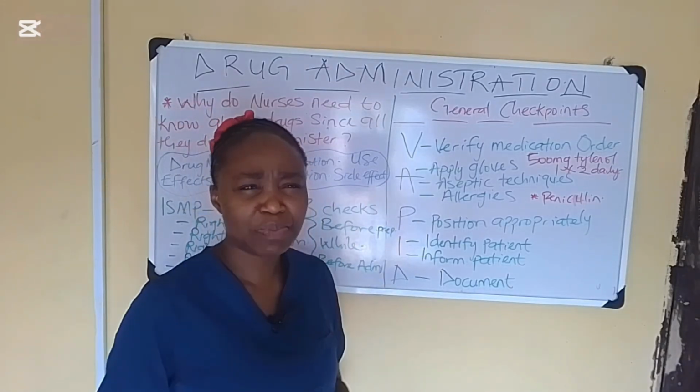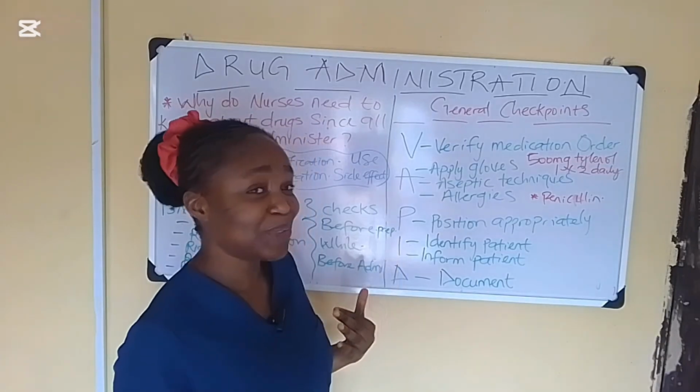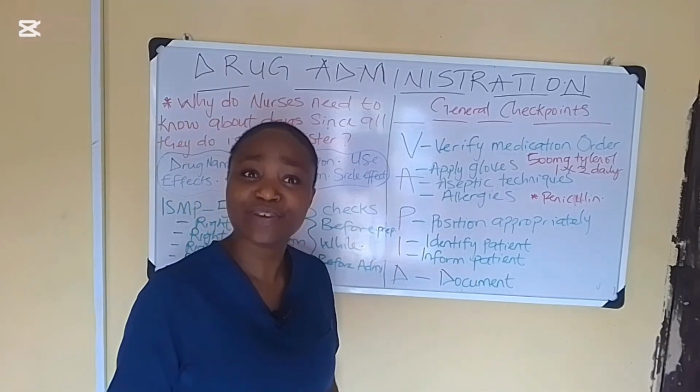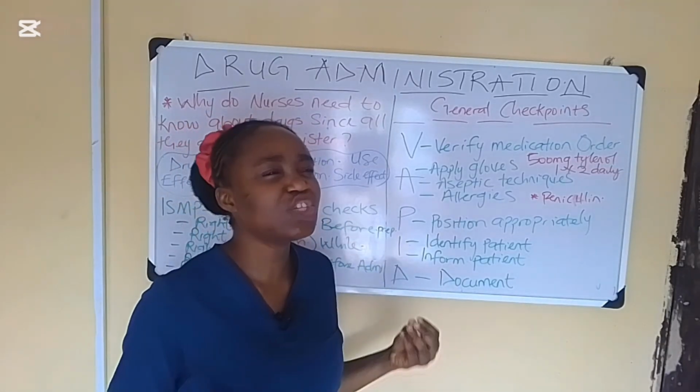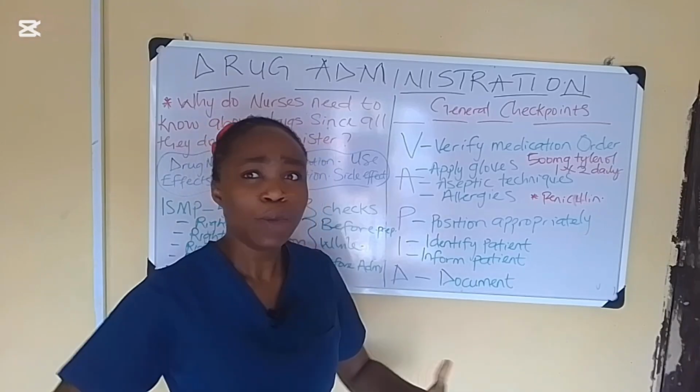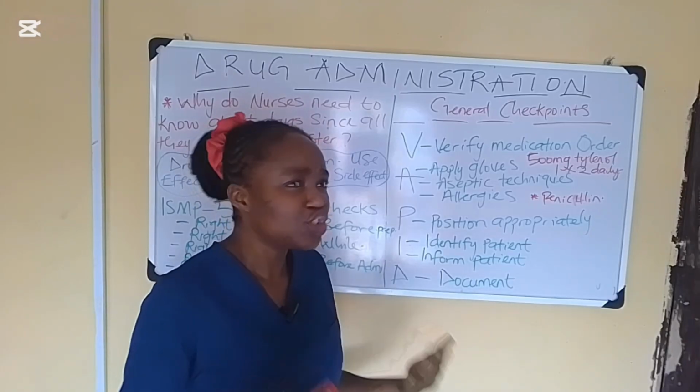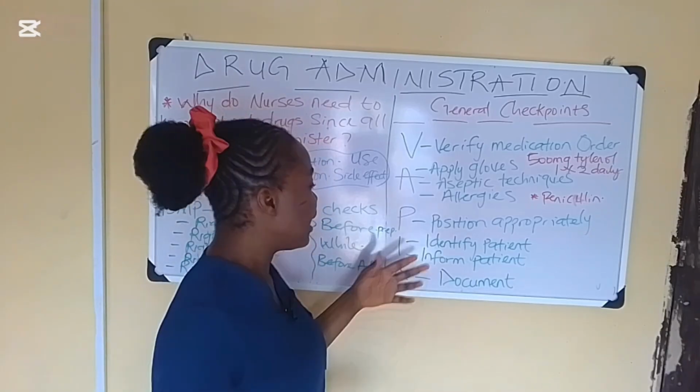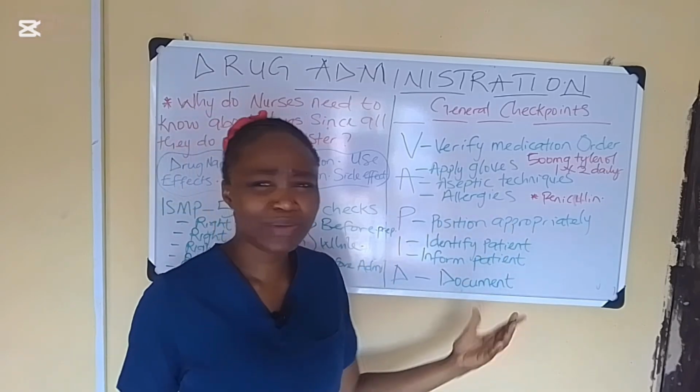You want to identify the patient. How do you identify the patient? Just like we said before, ask the patient to call out their full name. What is your full name? If the patient is unconscious, if the patient's relative, friends, or guardian is around, they should be able to call out the full name of the patient. And another thing to ask for identification is also the date of birth.